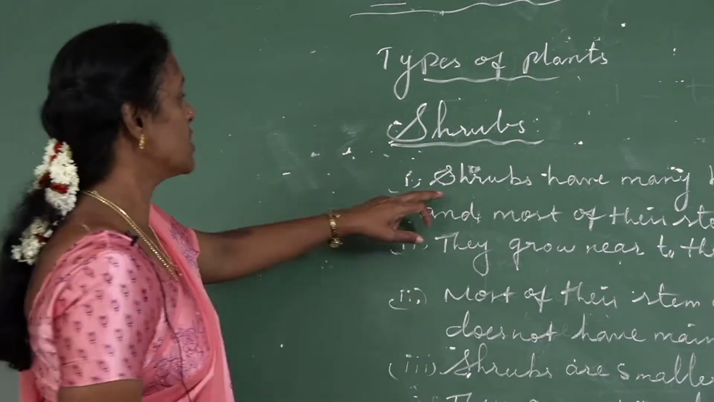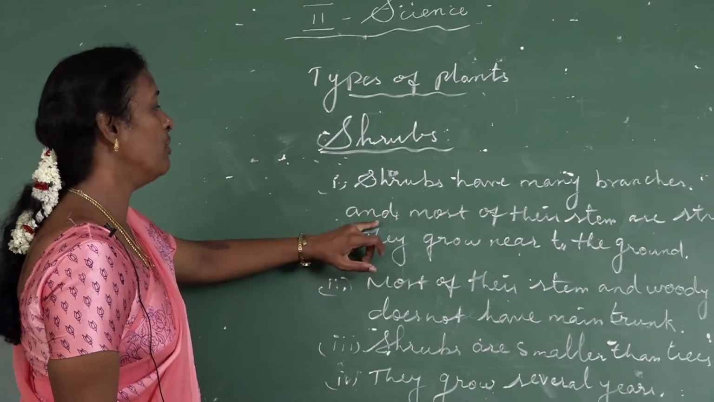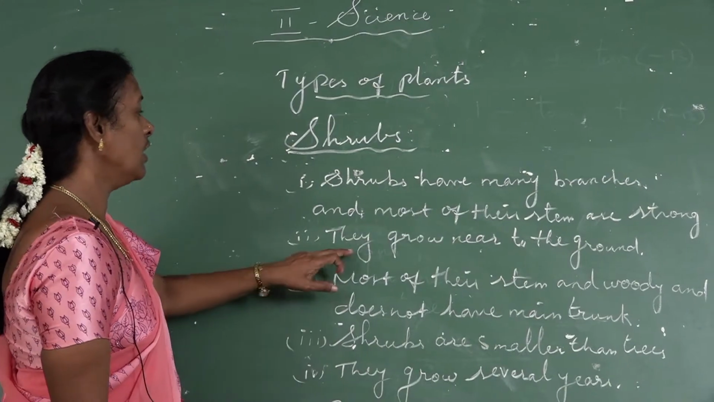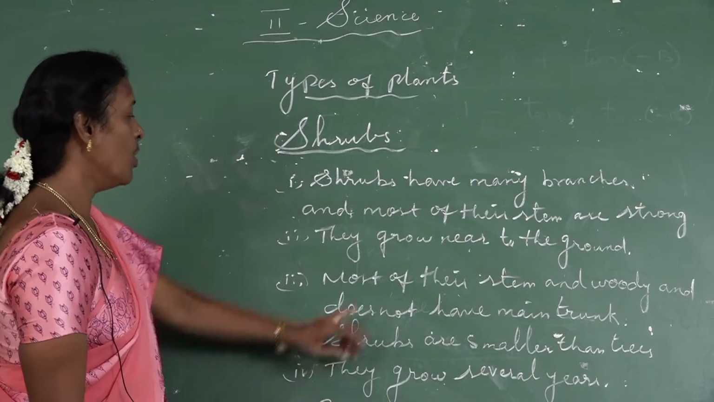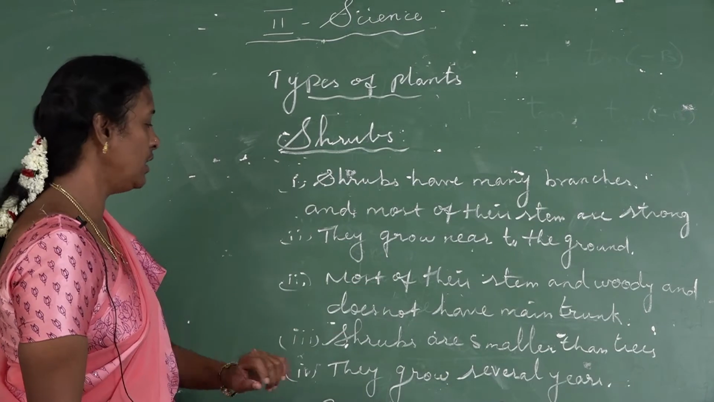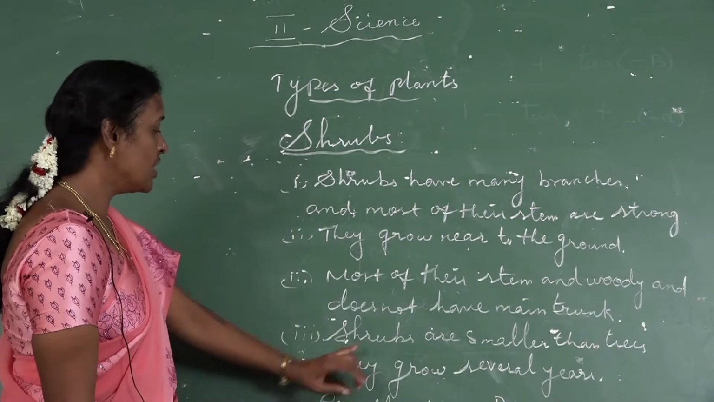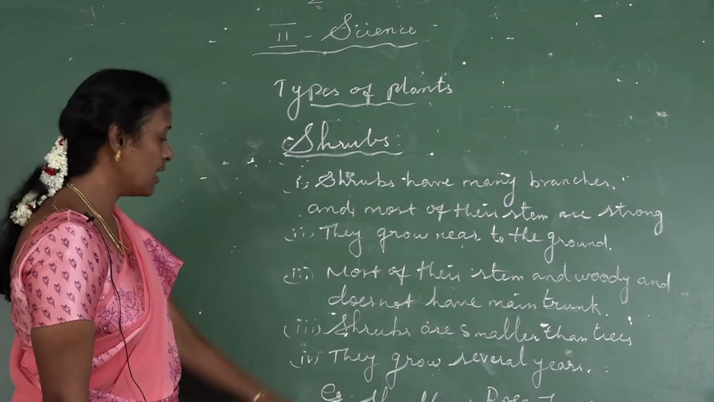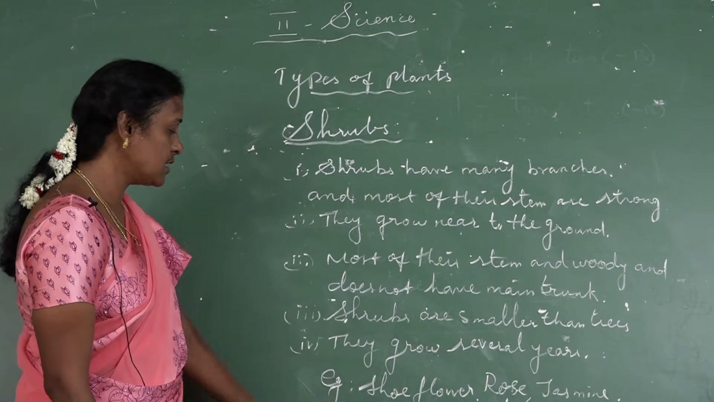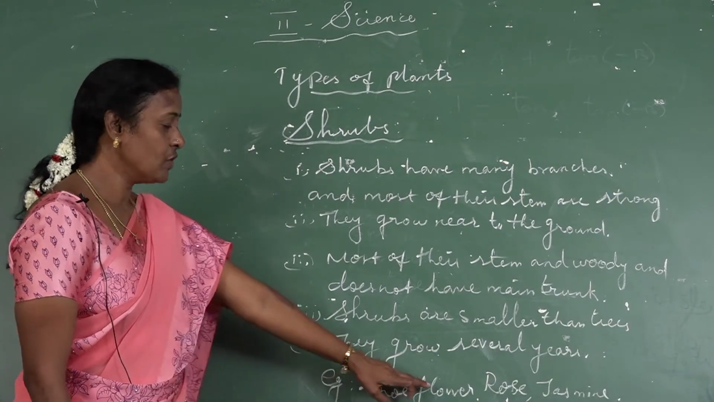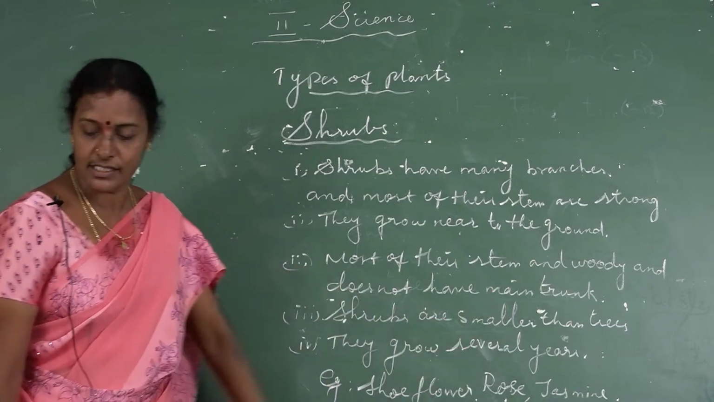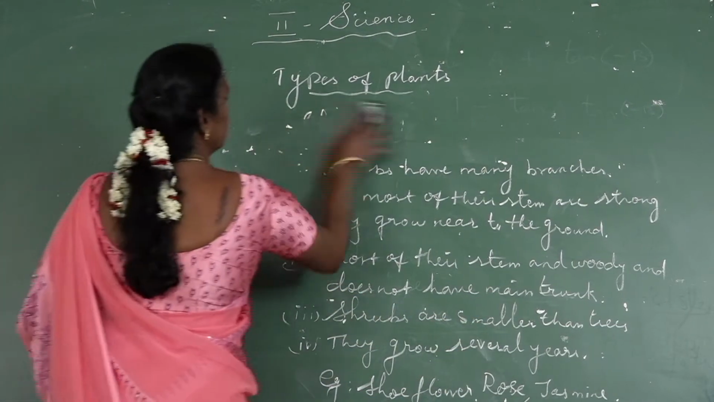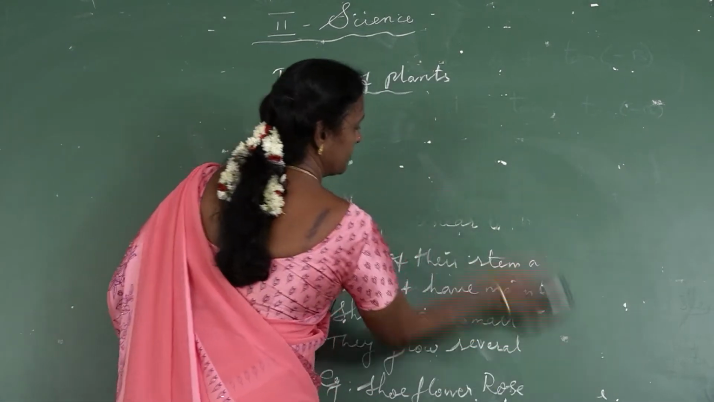Listen. Shrubs have many branches and most of the stems are strong. They grow near the ground. Most of the stems are woody and do not have a main trunk. Shrubs are smaller than trees. They grow several years. Examples: shoe flower, rose, and jasmine. Okay. Next we will move to herbs.